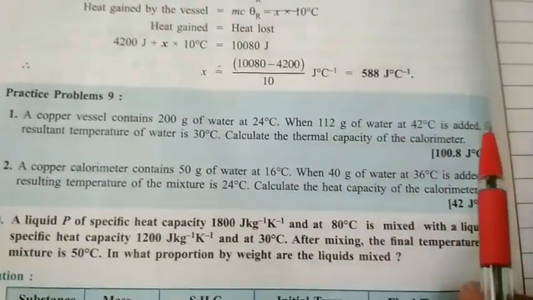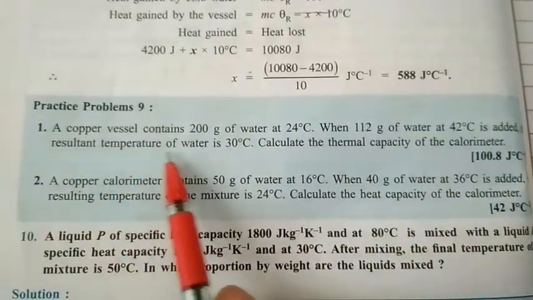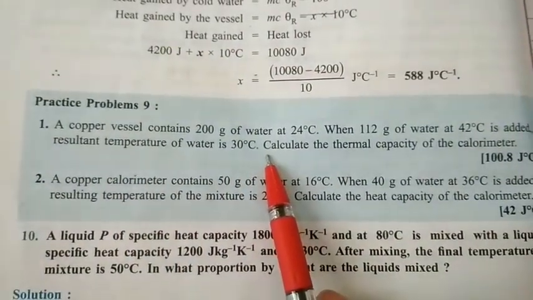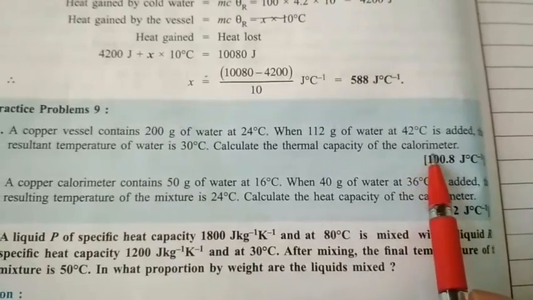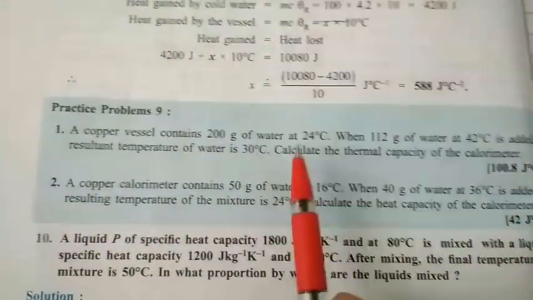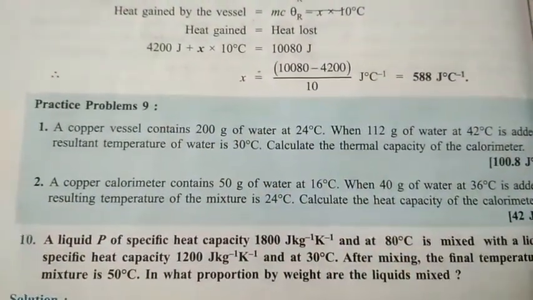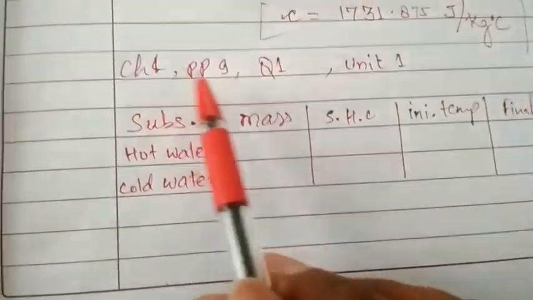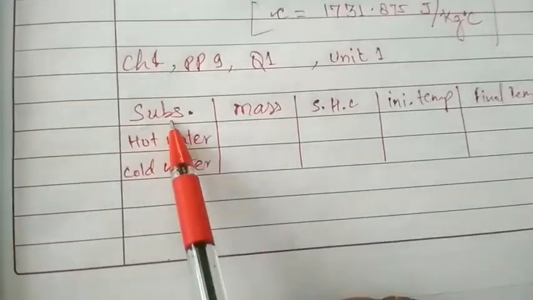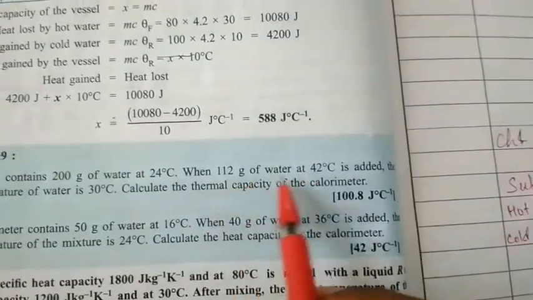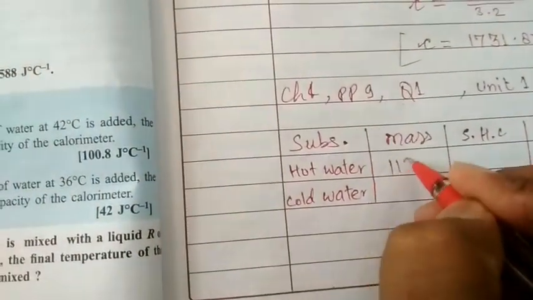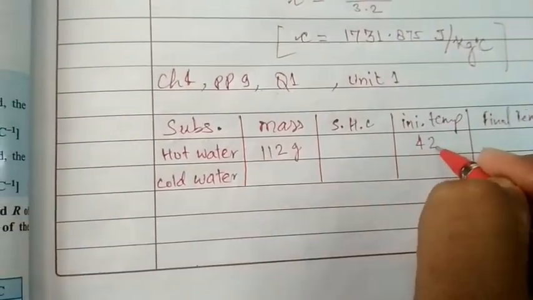Now see, the resultant temperature of water is 30 degrees Celsius. Calculate the thermal capacity of the calorimeter. To solve this type of question, first of all I am going to draw the table. So see here, this chapter 4, PP9, question 1 solution. Under substance I have mentioned hot water and cold water. See here, 112 grams at 42 degrees Celsius. So hot water is 112 gram at 42 degrees Celsius.